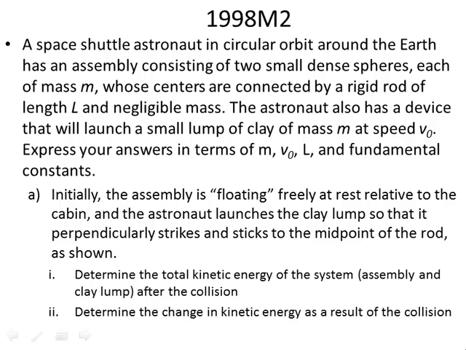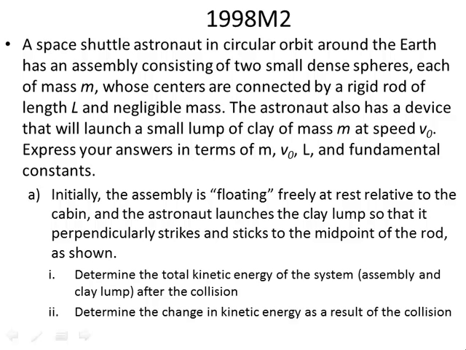In this video, we are going to be doing free response question number 2 from the 1998 exam. So there's a space shuttle astronaut in circular orbit around the Earth, and he or she has an assembly consisting of 2 small dense spheres, each of mass m, whose centers are connected by a rigid rod of length L and negligible mass. The astronaut also has a device that will launch a small lump of clay of mass m at speed v0, and we want to express our answers in terms of m, v0, L, and fundamental constants.